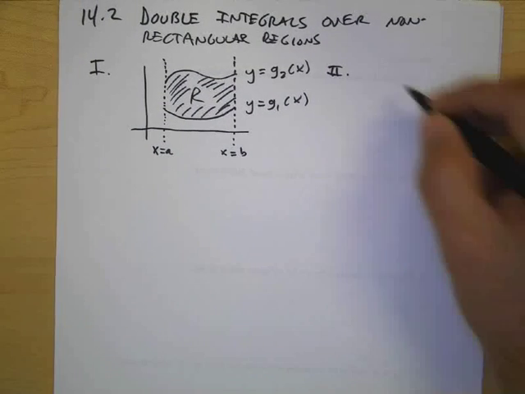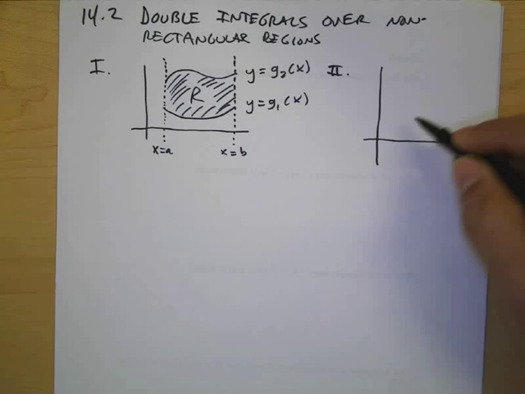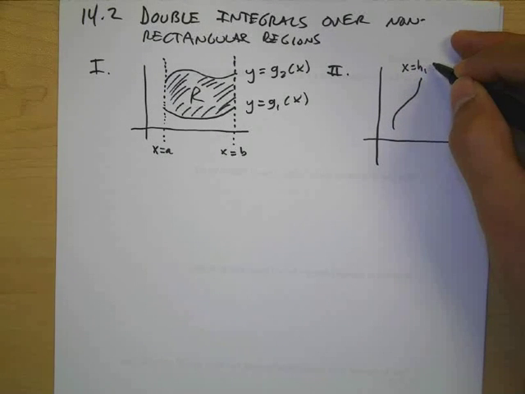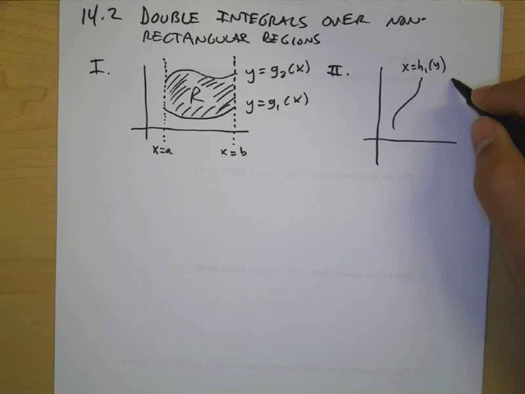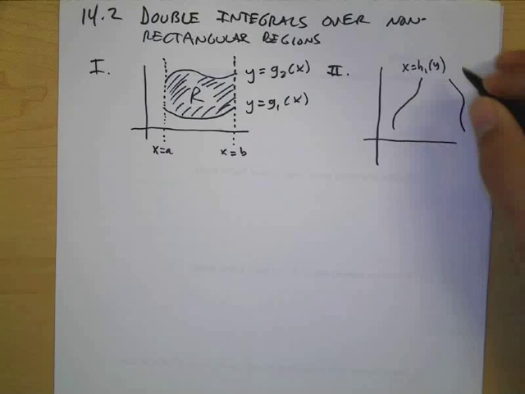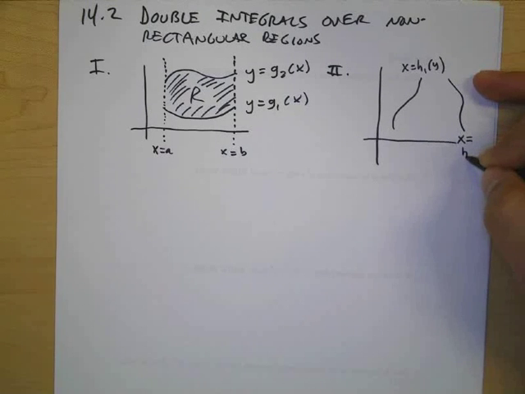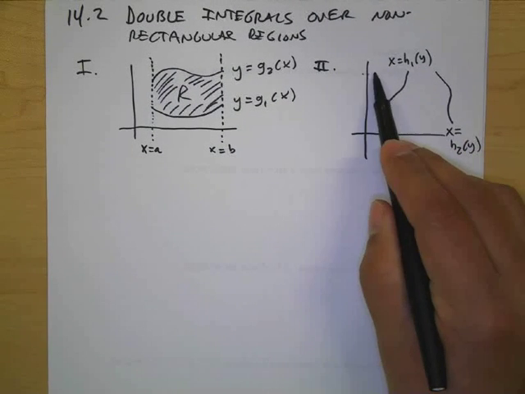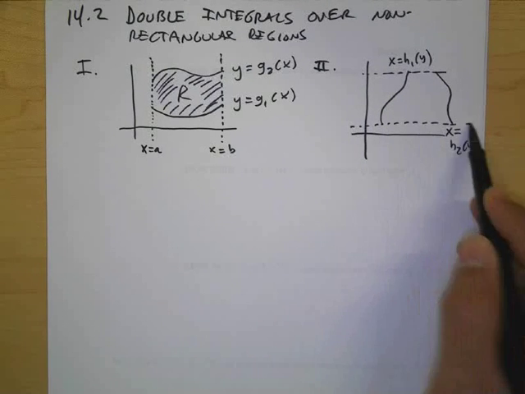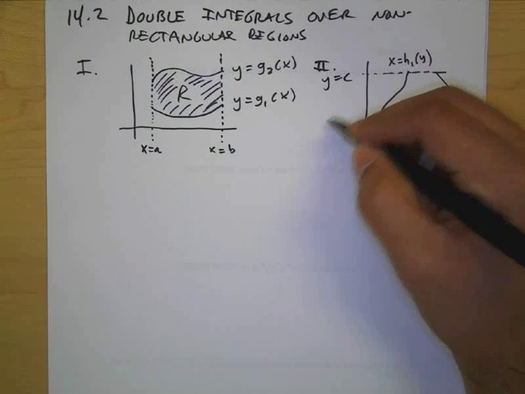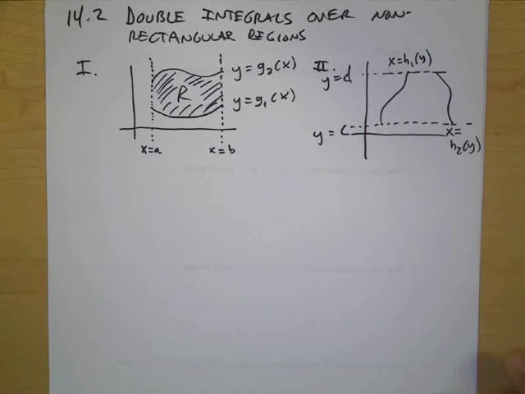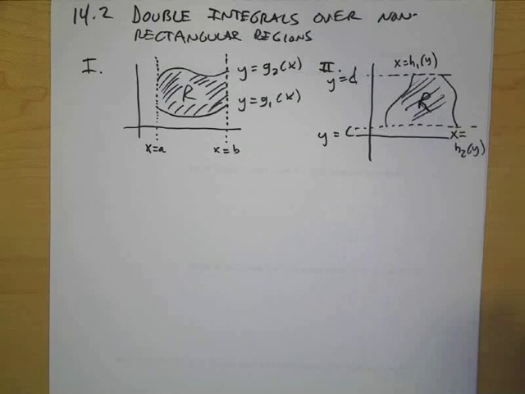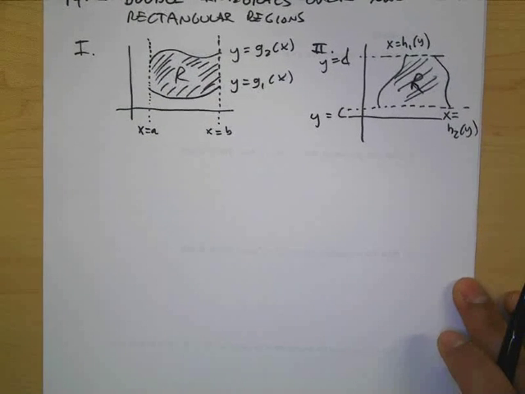Okay, so type 2 would be the other direction. So perhaps we have some function, let's say x equals h1 of y. And then over here we have x equals h2 of y. But we can find horizontal, or at least lines in the y direction, so we'll say y equals c and y equals d. And then this would be the other type of region. Okay?